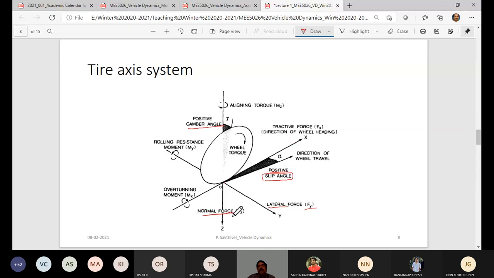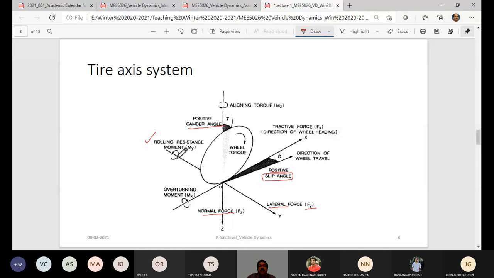So we look at these three components of forces, and there are three moments. Of course, there is an additional force called the rolling resistance force. Interesting, it's a special force. It is always going to resist your motion in the X direction. So this is the resistance force. How is it manifested? Let us see that later.